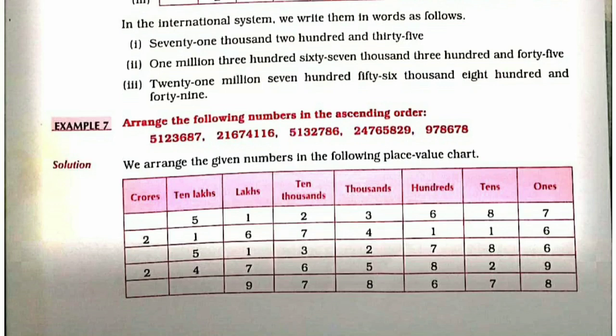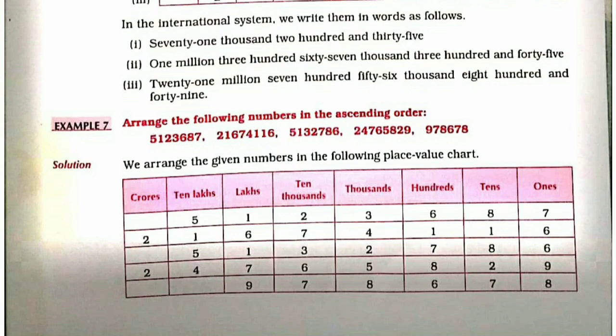We will make one table and mention all the periods according to the Indian system: ones, tens, hundreds, thousands, 10,000, lakh, 10 lakh, crore. Here all the digits are given, written starting from the ones place. As you already know how to compare numbers, first we count all the digits. Which number has the fewest digits? This number, 9,78,678, is the smallest.